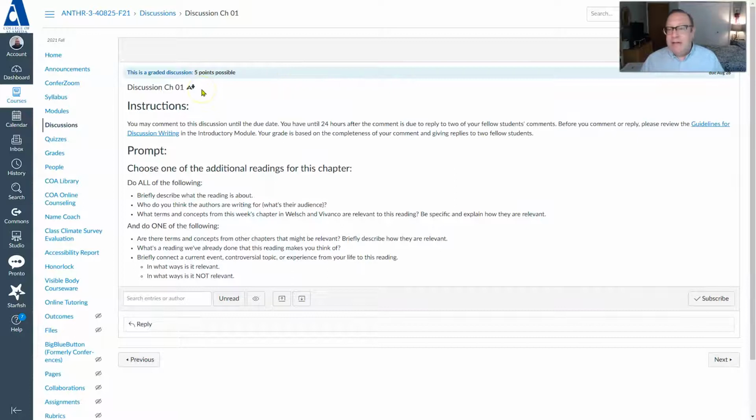And finally, the graded portion. You've got graded discussion. This is the same for pretty much every discussion. Choose one of the additional readings and do the following. Briefly describe what the reading is about. Who do you think the authors are writing for? What terms and concepts from the chapter this week in Welsh and Vivanco do you think apply to this reading? I mean, I didn't choose them at random. I chose them with some ideas in mind. Be specific. Explain how it's relevant. Don't just go, oh, I think it's relevant to this.